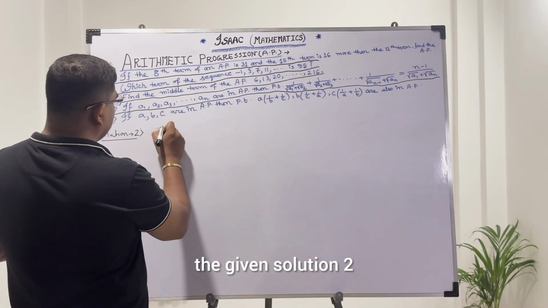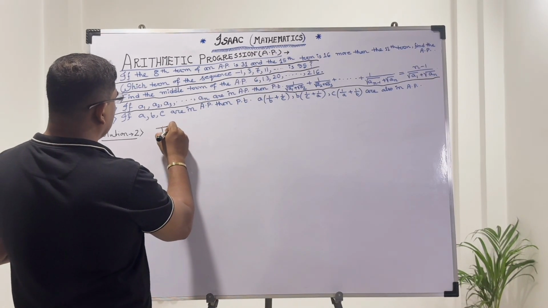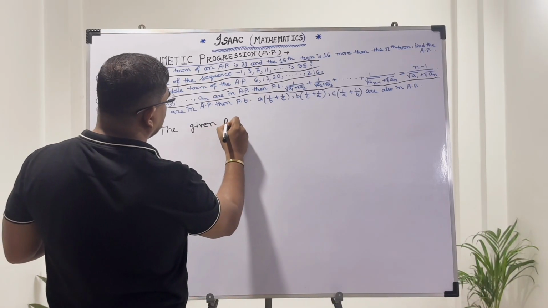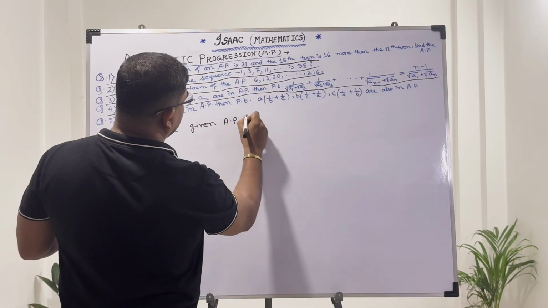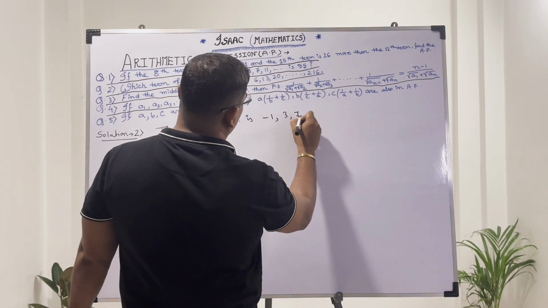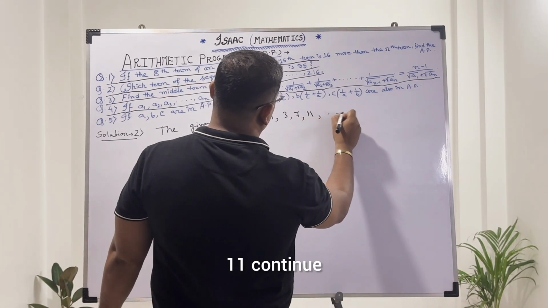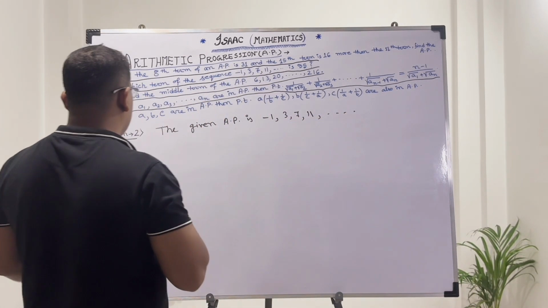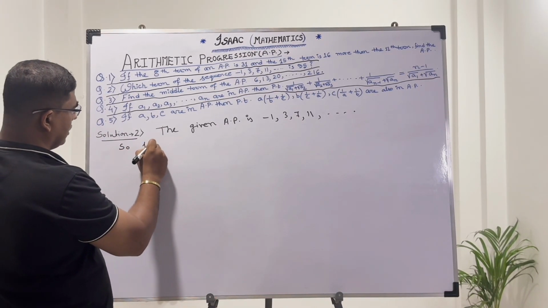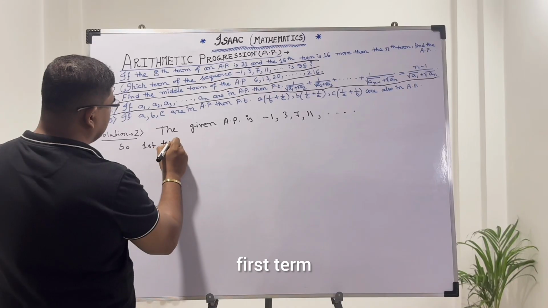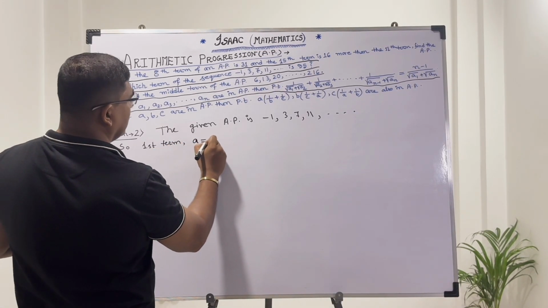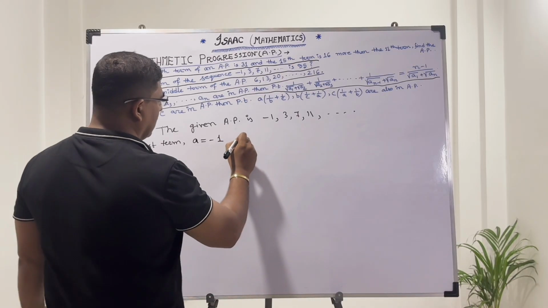Solution 2. The given AP is minus 1, 3, 7, 11, continuing. So the first term, that is A, equals minus 1.